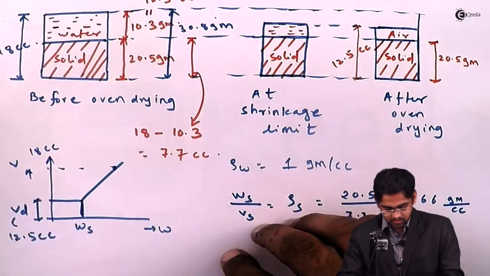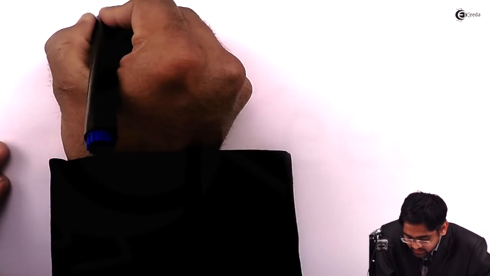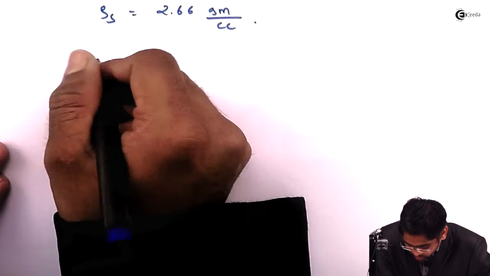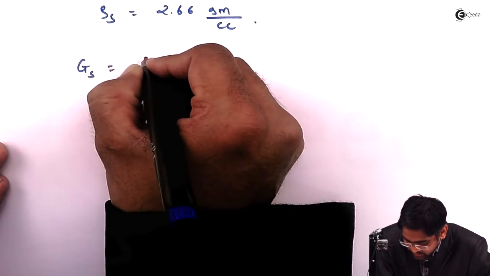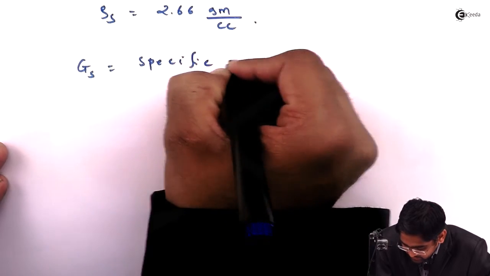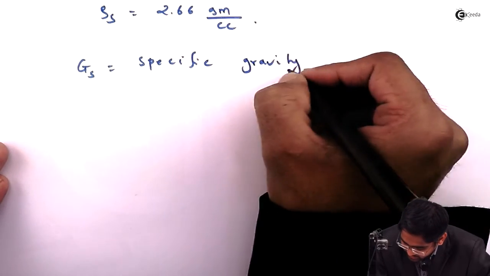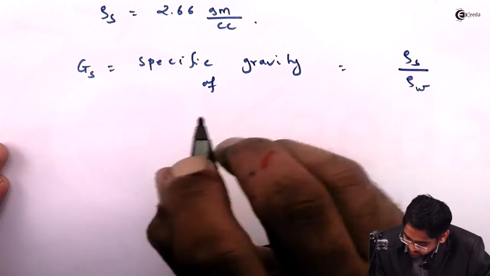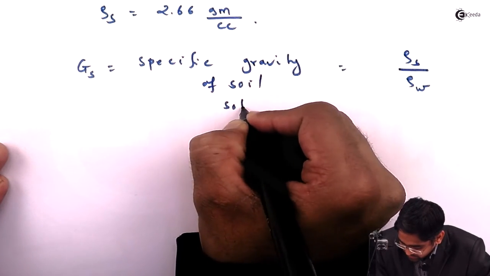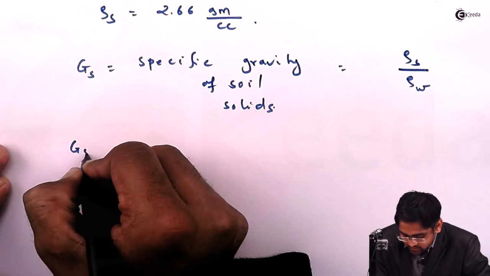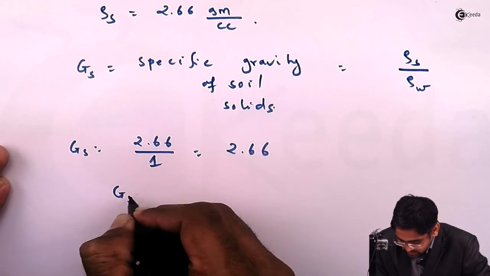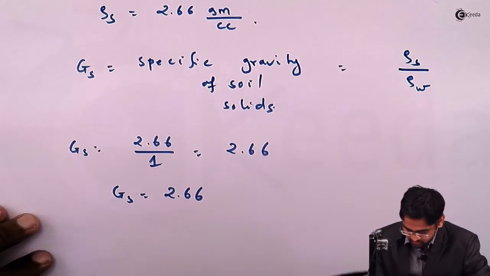So I'll continue on the next page. Same problem. We have evaluated the density of soil solid, which is 2.66 gram per cc. So G of solid, which is the specific gravity of soil solid, is the ratio of the mass density of soil solid to the density of water. So here Gs will become equal to 2.66 divided by 1, so it is 2.66. So we have also calculated the G value from this expression.